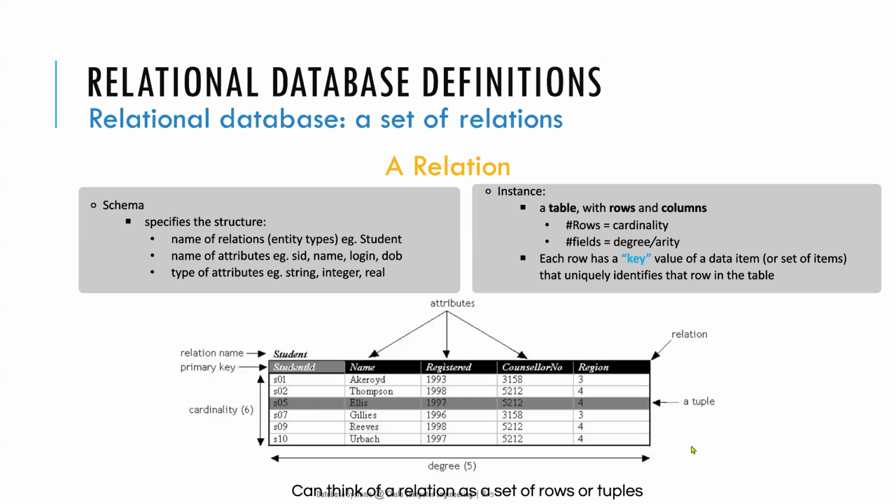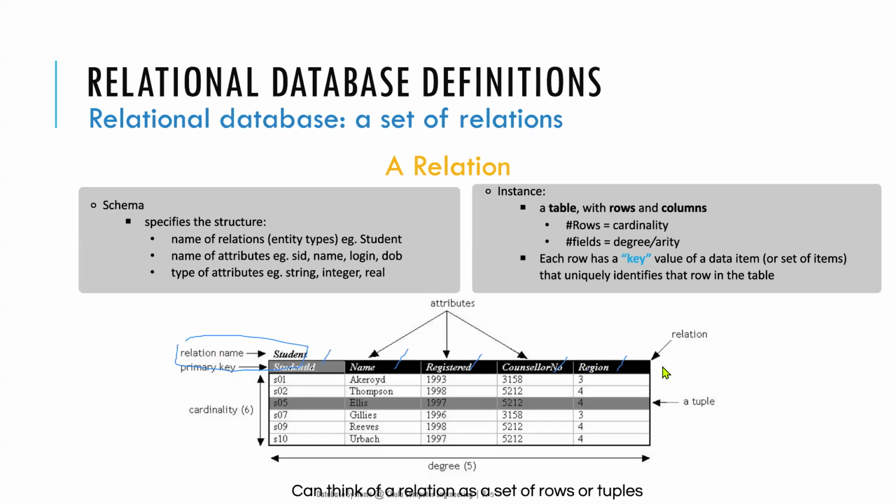Now, so I lay out how it looks like here. You can see that this figure shows the example of a relation named student, right? I'll write student here. Let me get the annotate. Okay, you can see that relation name is student, right? Now, for the relation name student, within the schema, we'll have the attributes called student ID, name, registered, counselor number, and region. So these are just the examples of the attributes within a relation called student. All right.